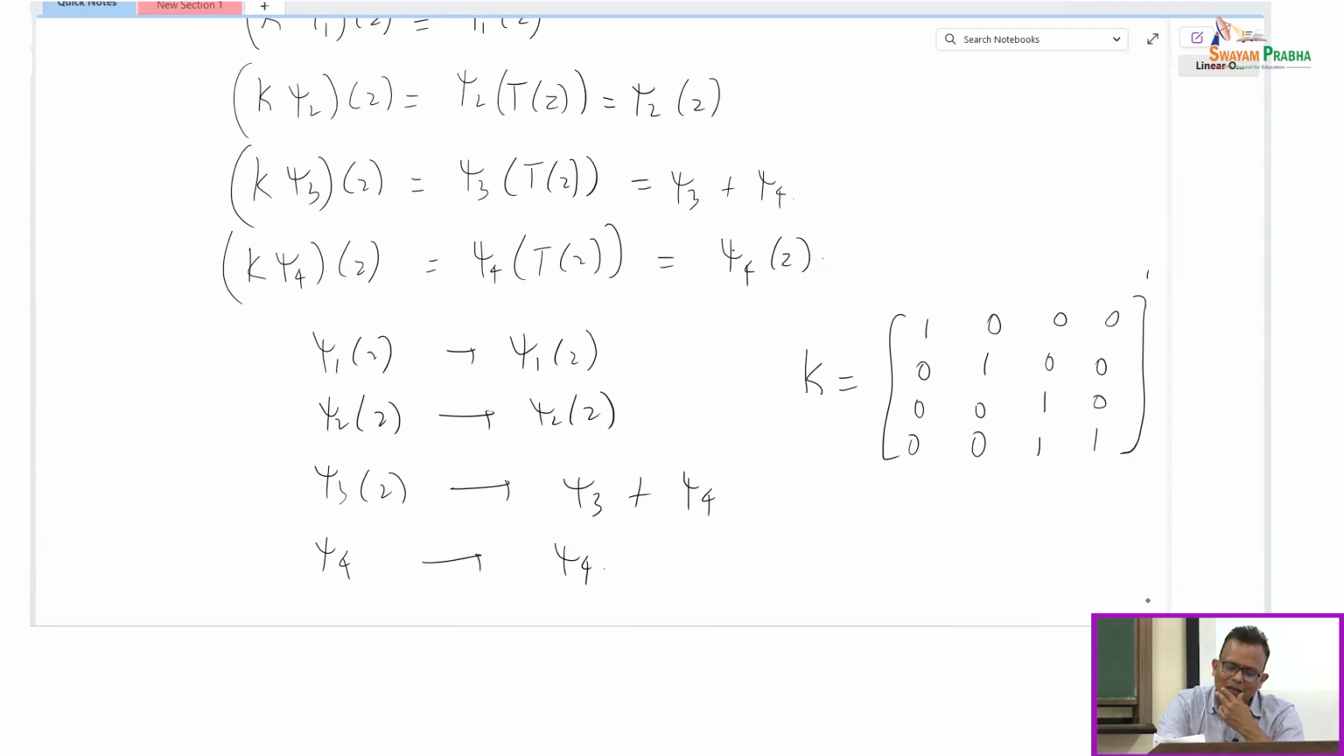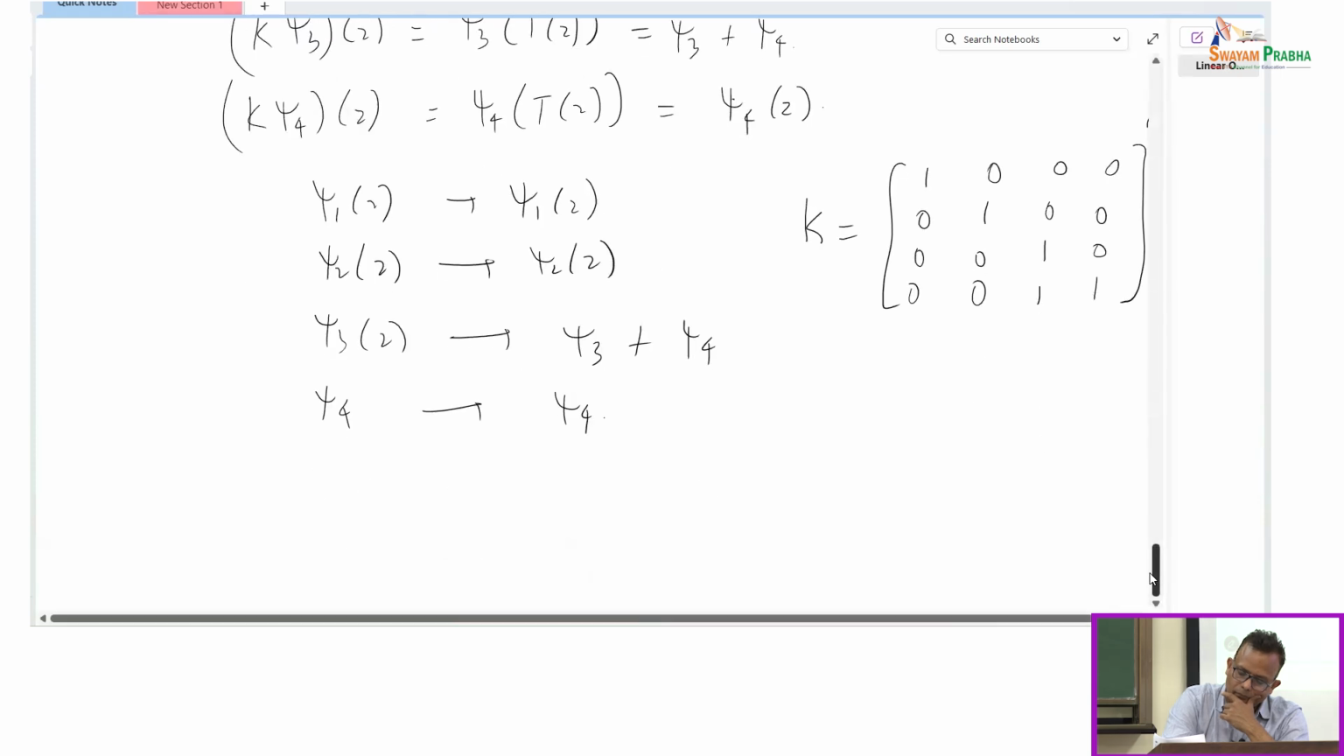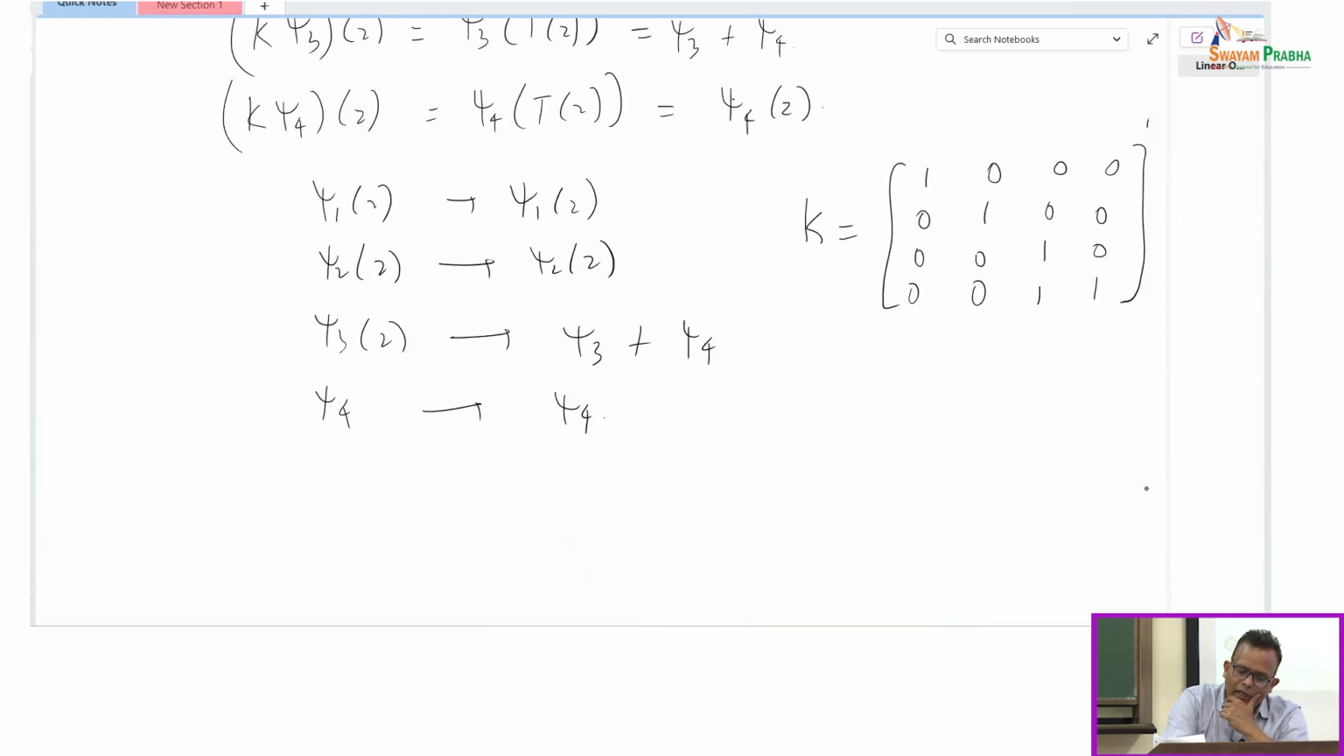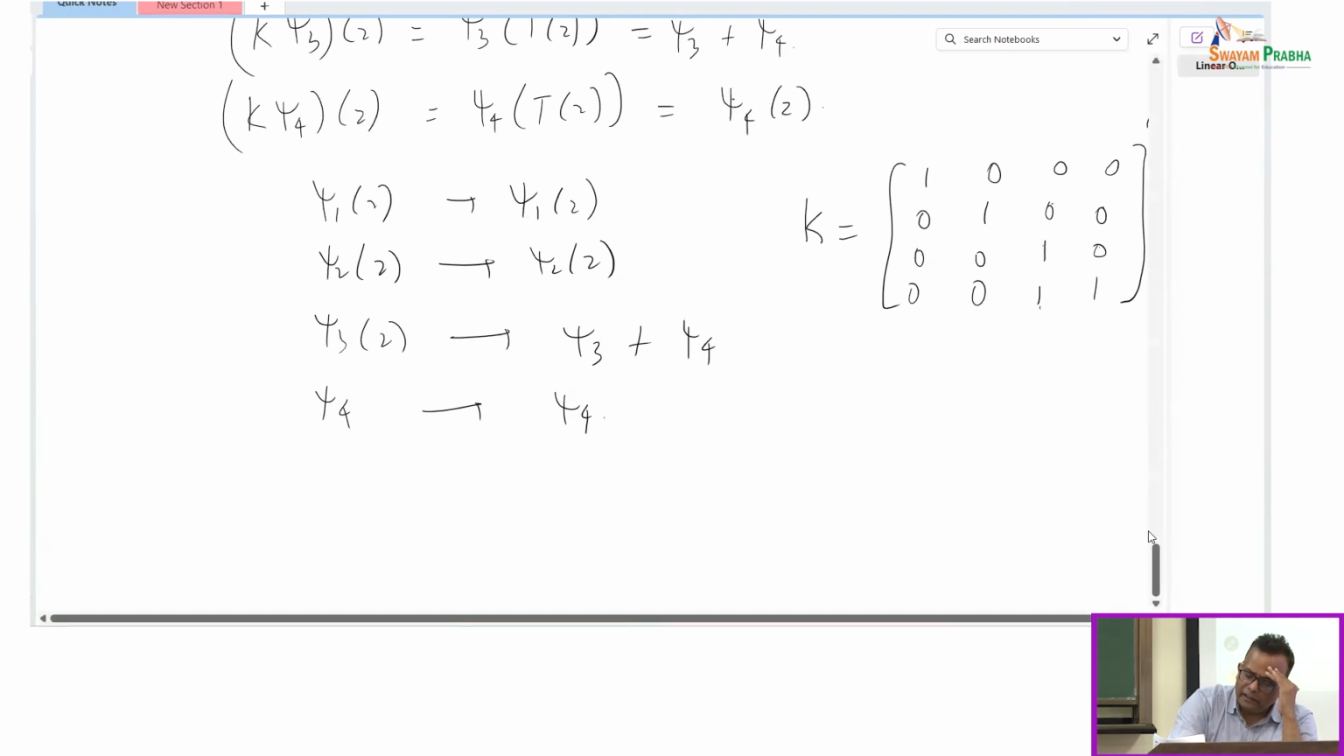Let me tell you why I'm writing it like this. Psi 1 stays psi 1, so that's why this first column is 1 0 0 0. Second, psi 2 stays psi 2, so that's why 0 1 0 0. Third, psi 3 becomes psi 3 plus psi 4, so this is 0 0 1 1, and psi 4 stays psi 4, so 0 0 0 1. So I'm writing it in terms of a transpose, so to say. The reason is the following, and the way you can visualize this is the following.